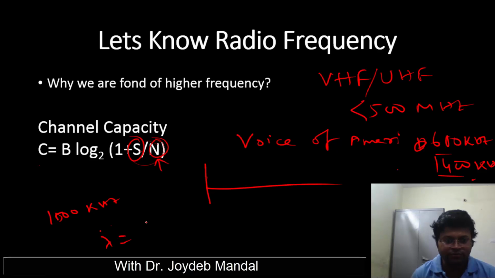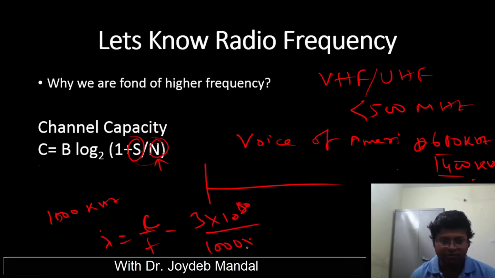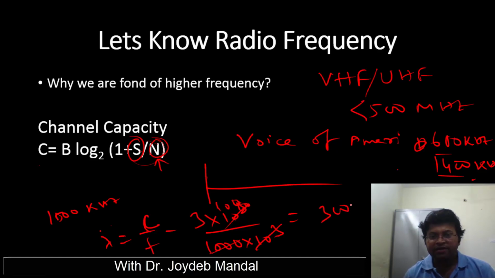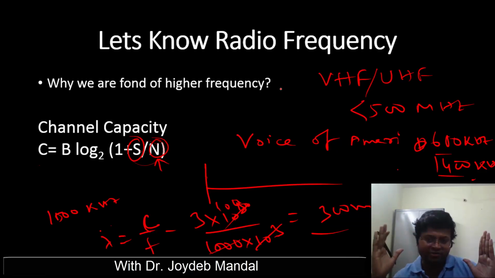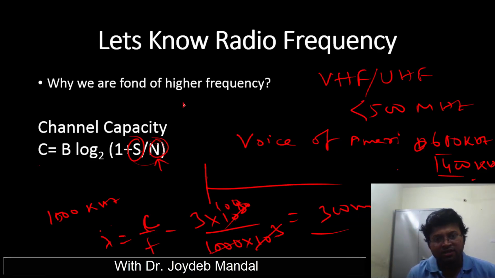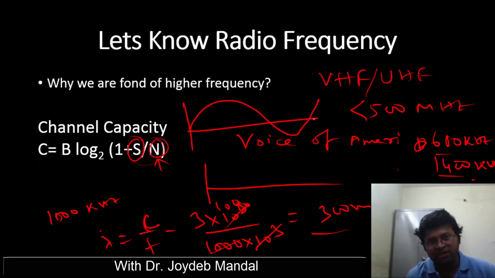So lambda equals c by f. c is 3 into 10 to the power 8, f equals 1000 kilohertz, 10 to the power 6, so it is coming 300 meter. Usually they say some 500 meter band or something. So when you are sending a signal, the wavelength of the signal is 300 meter.